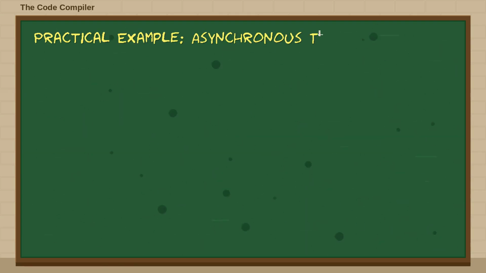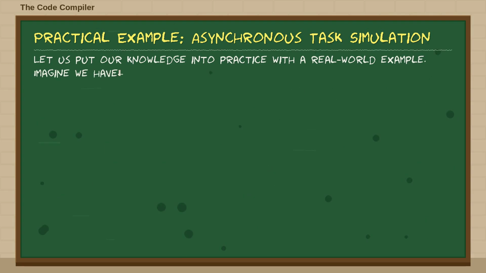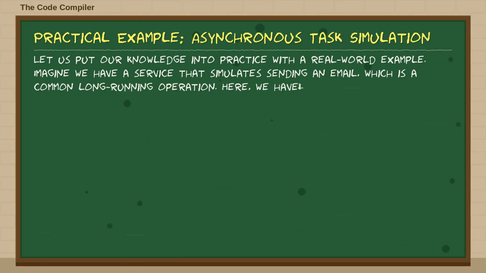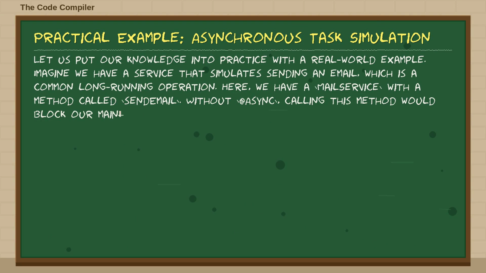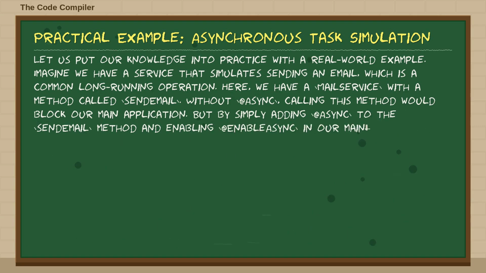Let us put our knowledge into practice with a real-world example. Imagine we have a service that simulates sending an email, which is a common long-running operation. Here, we have a mail service with a method called sendEmail. Without @Async, calling this method would block our main application. But by simply adding @Async to the sendEmail method and enabling @EnableAsync in our main application, this method will now execute in the background. Our main method can call sendEmail and immediately proceed to print "main thread continues", without waiting for the email simulation to complete.